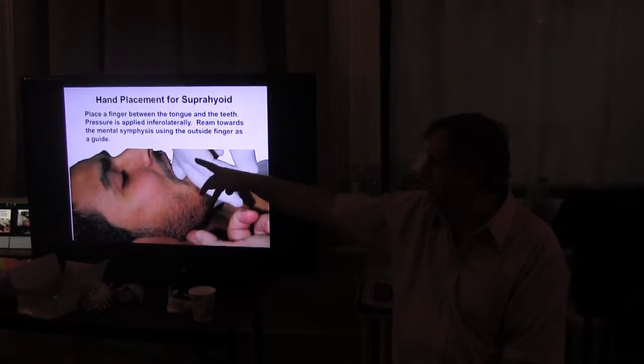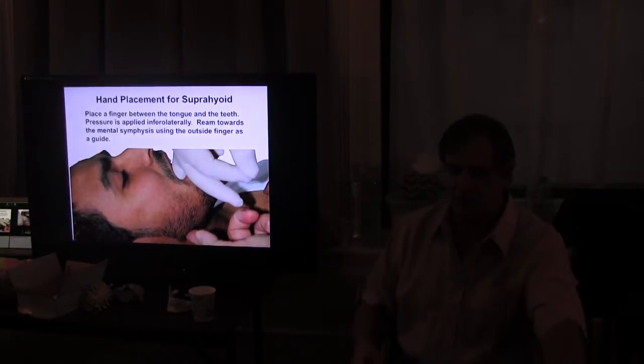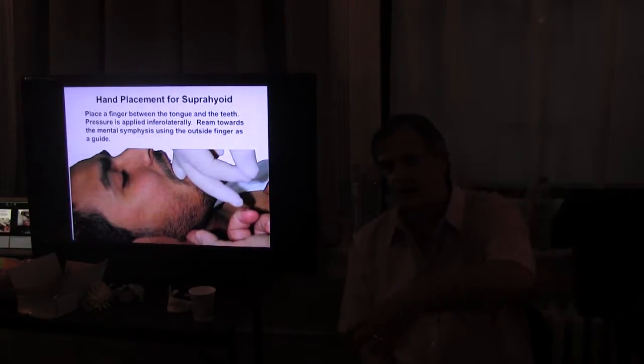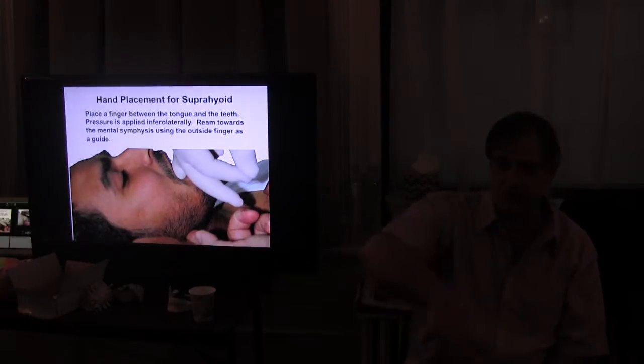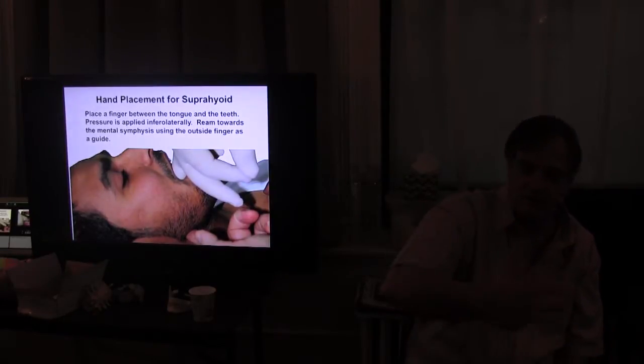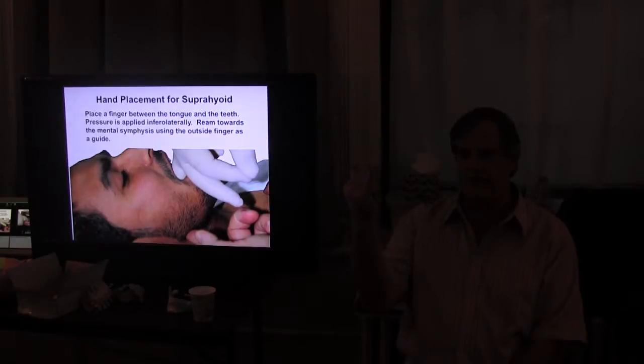The fingers just go like this. So go towards the mental symphysis, we were taught to use the outside finger as a guide. I was taught to do this side, put the glove in the other hand, well, actually get a new glove, and then do the other side. But I do it exactly the way you saw me do. I do this, turn my wrist around, and it's no problem at all. Can't use this finger, it's just not long enough.